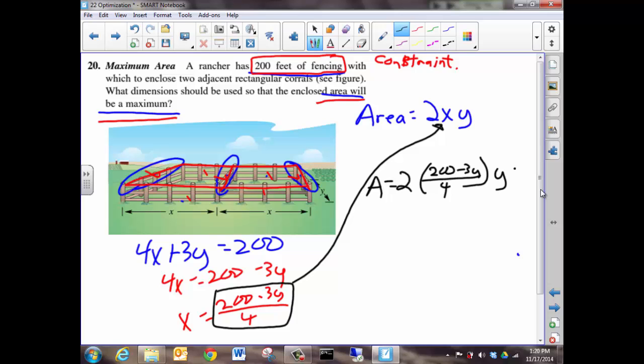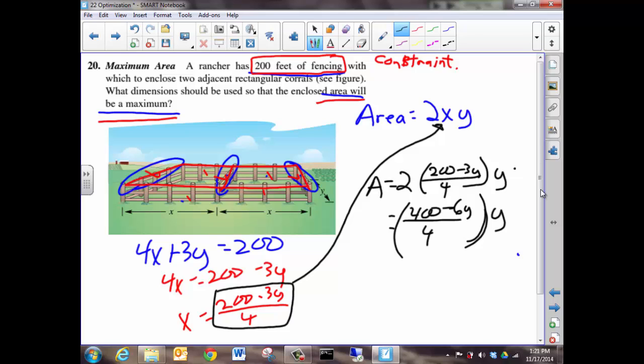So if we substitute in, now are you going to take the derivative? What are you going to do then? Let's do some distributing and some cleaning up to get it as nice as we can here. What do you want to do first? Okay, so let's multiply 2 through and we get 400 minus 3y over 4 times y. Oops, over 6y, right? 400 minus 6y. Something like that. Now what do we want to do?